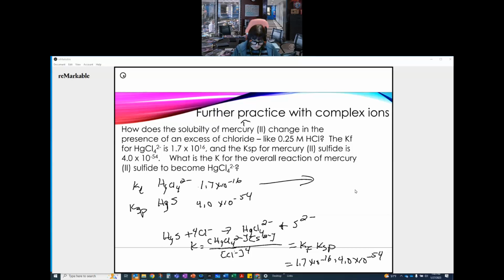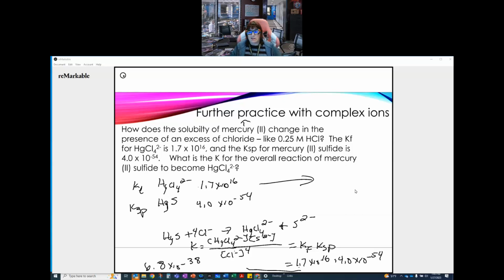Oops. That's not a negative 16. That's a positive 16. That looks better. And that gives me, and it's not going to fit there, so I'm going to put it over here, 6.8 times 10 to the negative 38.